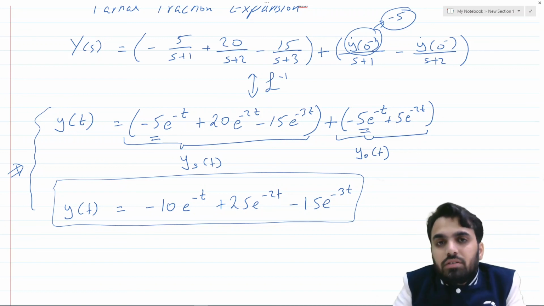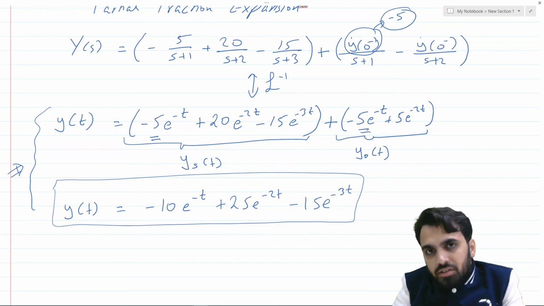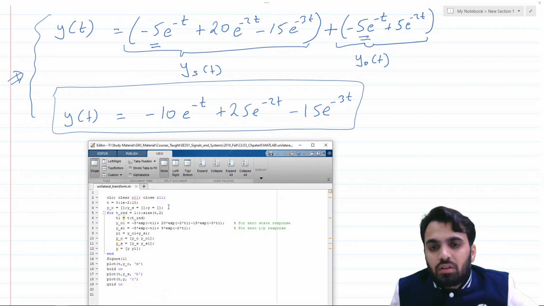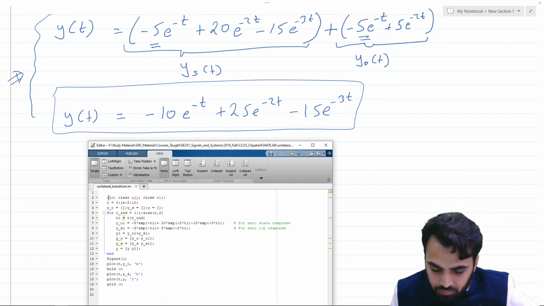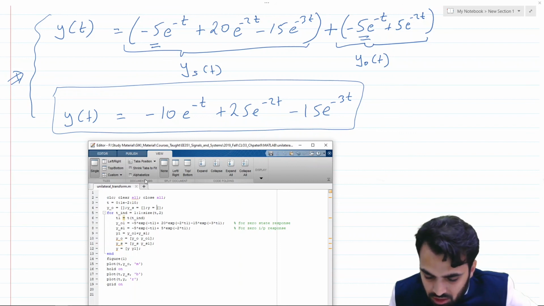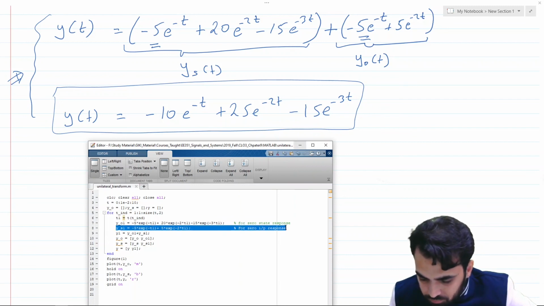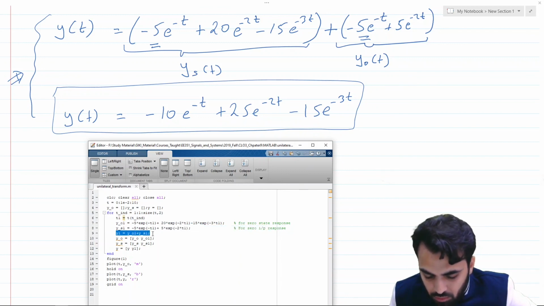Now let us visualize the zero input response and zero state response by means of a small simulation. The code is also given in the description of this video. So after initialization, we are setting a time which is starting at 0 and terminating at 10. And then we have this zero state response which is expressed over here, and then the zero input response, then the total response, that is the addition of the two. And in figure 1 we are plotting these responses.